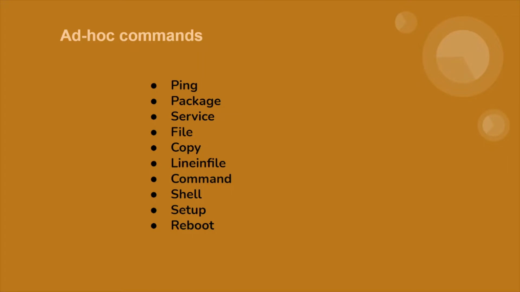Not only ping, let's say you are debugging something and you are unable to connect to some server, so you want to check using the telnet command. If telnet is not installed on the node, in that case you can use the package module in an ad hoc way to install the package on that particular node. And obviously we use service to check whether the service is running, or to start or stop a service. And we can use the file module to create a file.